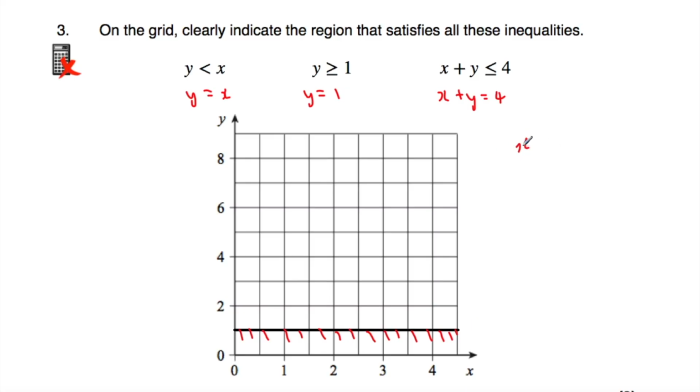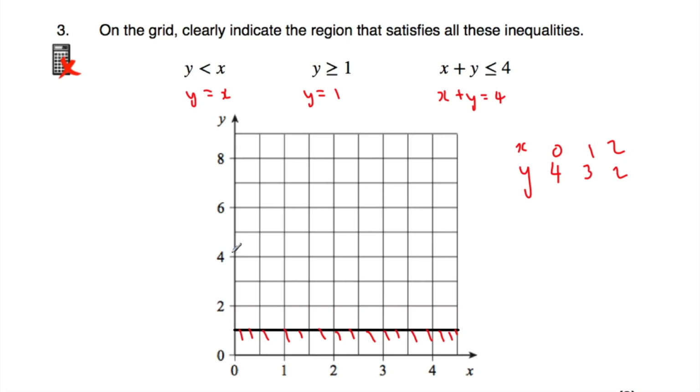Alternatively, we could do an xy table. So x and y, 0, 1, 2. If x is equal to 0, well, 0 plus y equals 4, so y would have to be equal to 4. If x is equal to 1, 1 plus y is equal to 4, so y would have to be 3. And if x is equal to 2, y would be equal to 2. So let's plot those points.